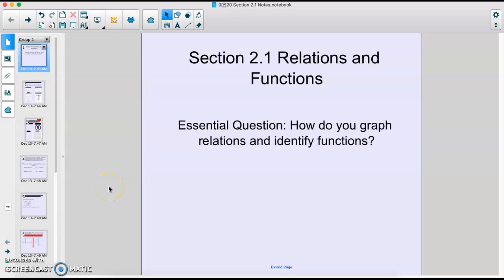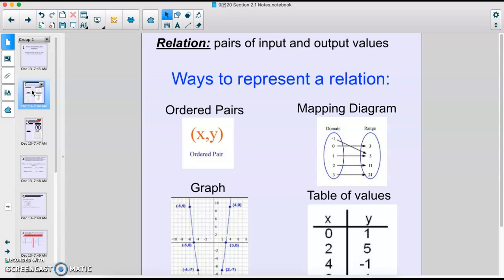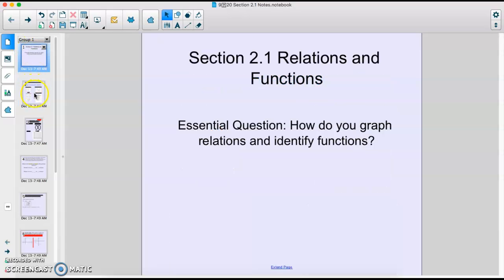All right, welcome to 2.1 Relations and Functions. Our essential question today: how do you graph relations and identify functions? So now we should probably start off defining what is a relation, what is a function, stuff like that.